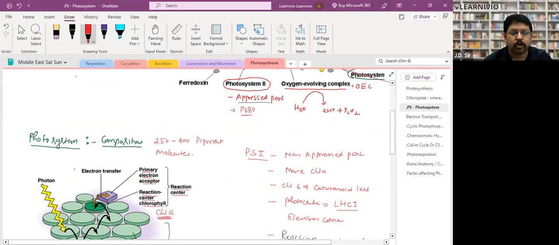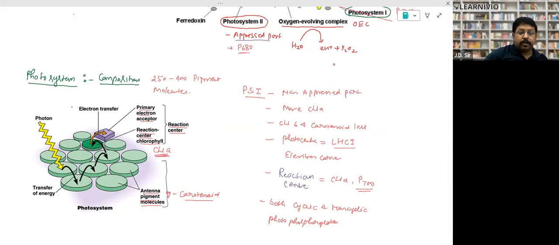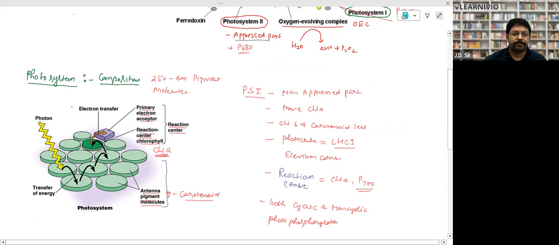So you have to remember the composition. That is the question. Let me tell you what kind of question you will get. How many molecules are there? Which of the following is correct about the photosystem? That kind of question. Which of the following is true about photosystem 1? This kind of question. You have to remember all these points.